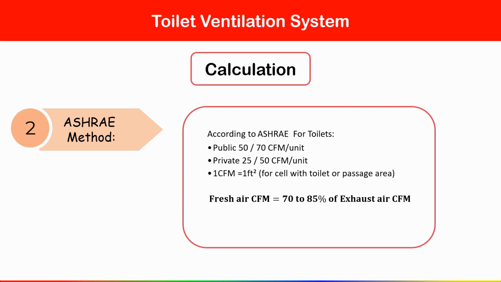Now how to calculate the fresh air? Same thing, 70 to 85% of exhaust air cfm is our fresh air cfm. Suppose you have 10 toilets, public toilets, you are designing for public toilets, and from each toilet I am exhausting 50 cfm, 50 times 10, how much? 500 cfm, total exhaust air 500 cfm. So you have to take 70 or 80% of that 500 cfm and supply it as fresh air. Okay, so in this way we have to do the calculation with the help of the ASHRAE method.